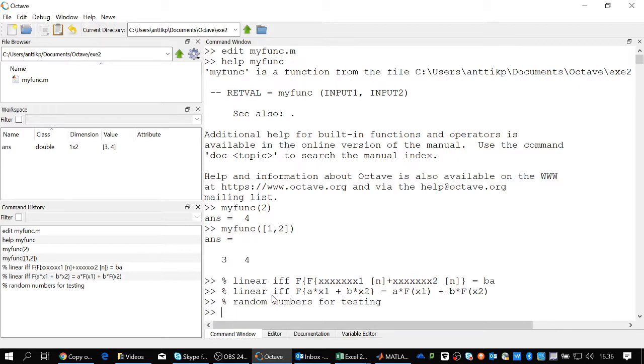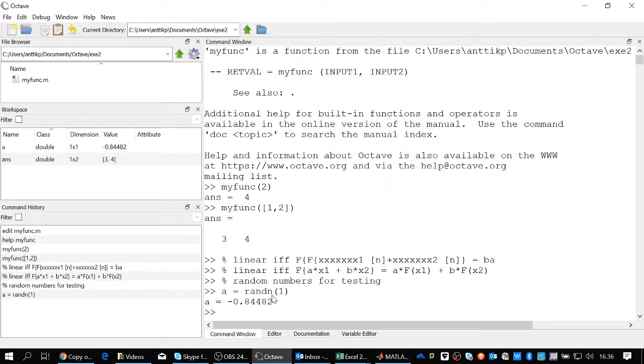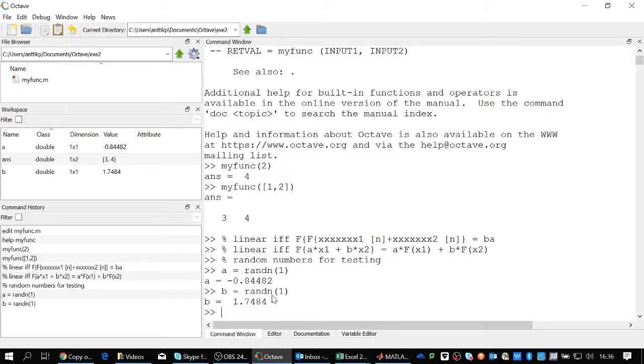So random numbers for testing. I take A, for example, one random number. That looks like pretty random. And B is also one random number. Different. You probably got the same numbers if you started from scratch. If you didn't, then you get some other numbers. You can actually also give a seed number for the random number generator. But for good reasons, when you start either Octave or MATLAB, it actually starts always from the same random numbers.